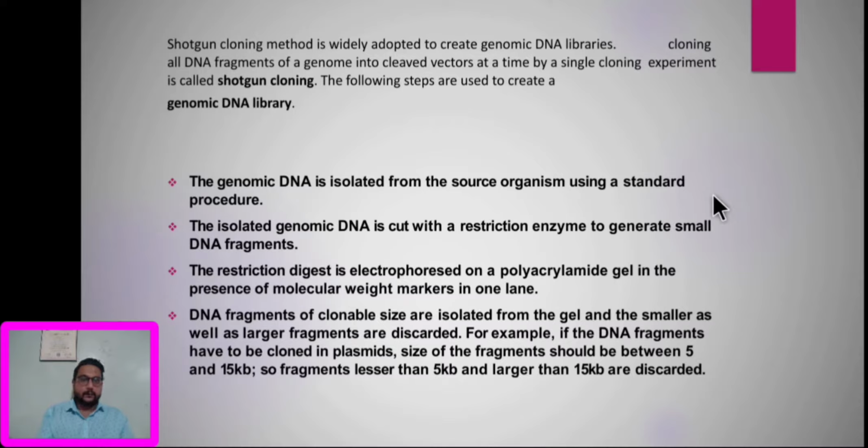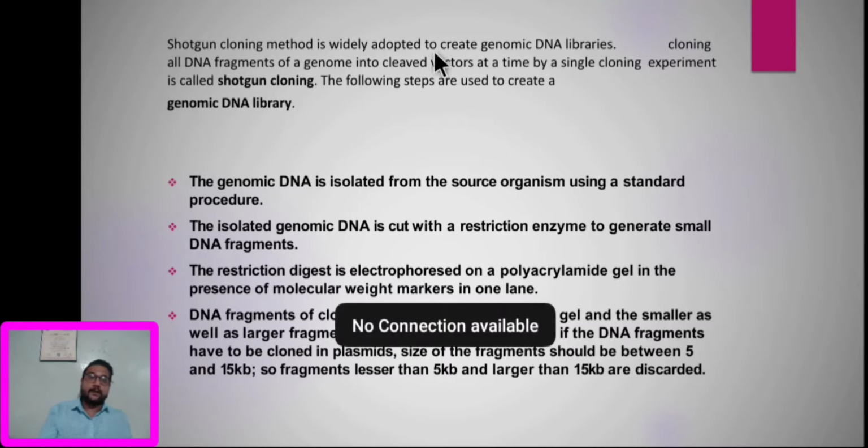But shotgun cloning method is widely adopted. Why is it widely adopted? Because you can clone all the DNA fragments of a genome into the cleaved vectors. Okay, वेक्टर म्हणजे एक प्लाझमिड असू शकते, किंवा DNA असू शकते व्हायरसचा. त्याच्यामध्ये आपल्याला सिंगल क्लोनिंग एक्सपेरिमेंट मध्ये करू शकतो. That's why it is called cloning and it is widely used.